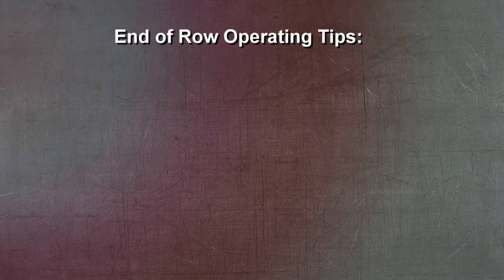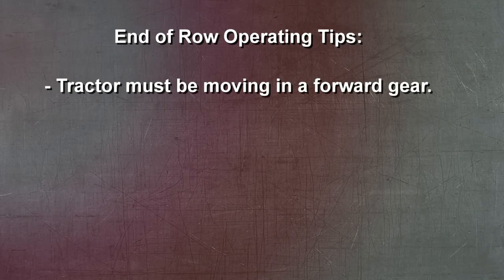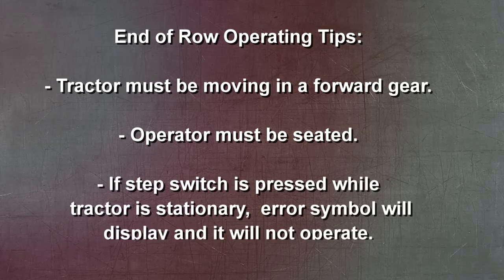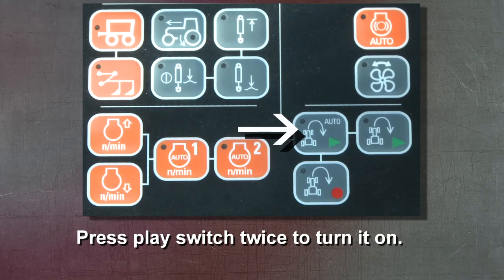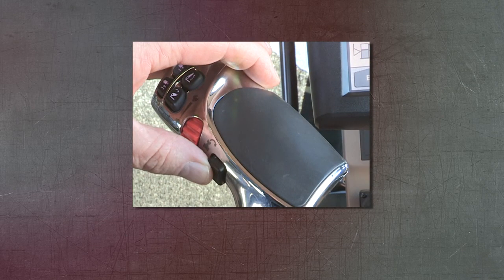In order to play a recorded sequence, the tractor has to be moving in a forward gear, and you must be seated. If the step switch is pressed while the tractor is stationary, an error symbol will display and it will not function. Press the play switch twice to turn it on. Then press the step switch again while moving.